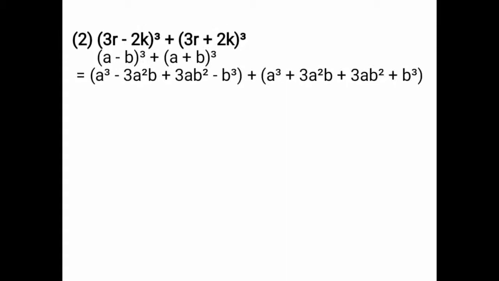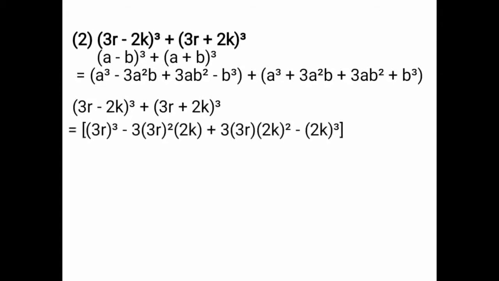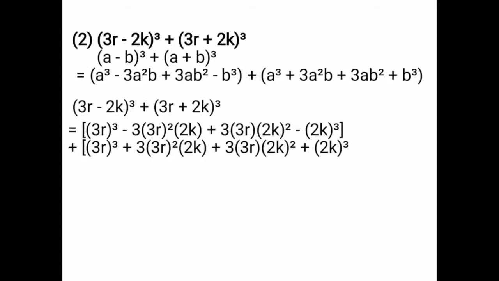Write this question again and write the expansion form of a minus b the whole cube and a plus b the whole cube. 3r minus 2k the whole cube plus 3r plus 2k the whole cube, that is equal to 3r cube minus 3r square 2k plus 3r 2k square minus 2k cube plus 3r cube plus 3r square 2k plus 3r 2k square plus 2k cube.